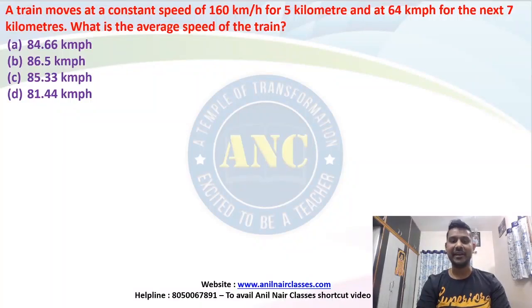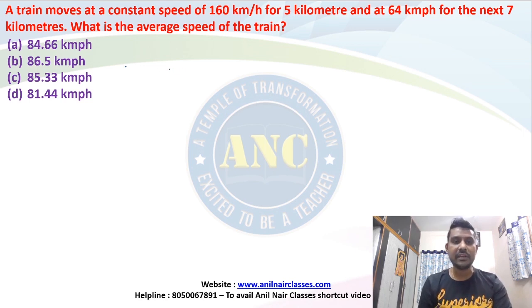Next question in average speed. Now see here, the question says, a train moves at a constant speed of 160 kilometers per hour for 5 kilometers and at 64 kilometers per hour for the next 7 kilometers. What is the average speed of the train?